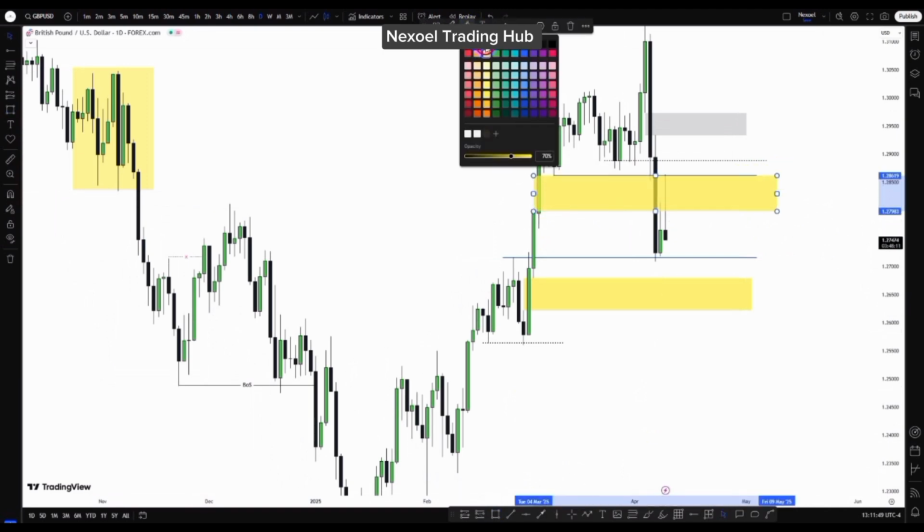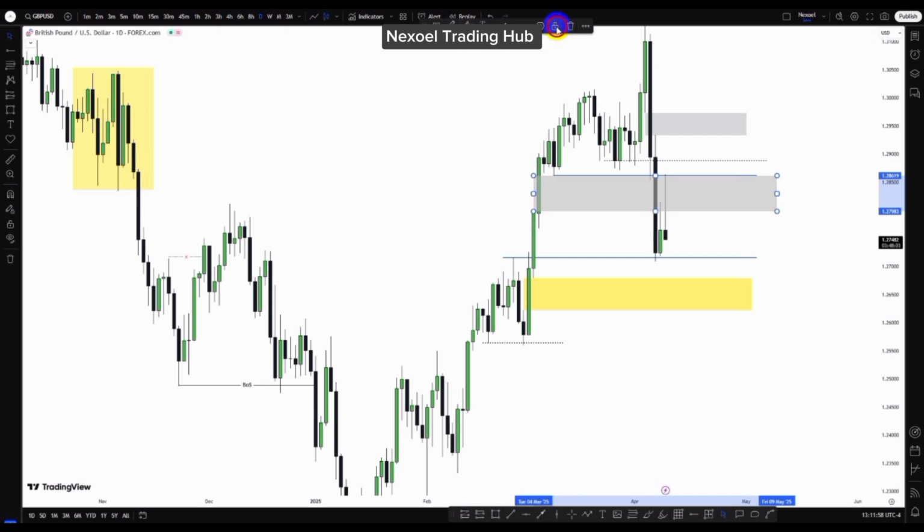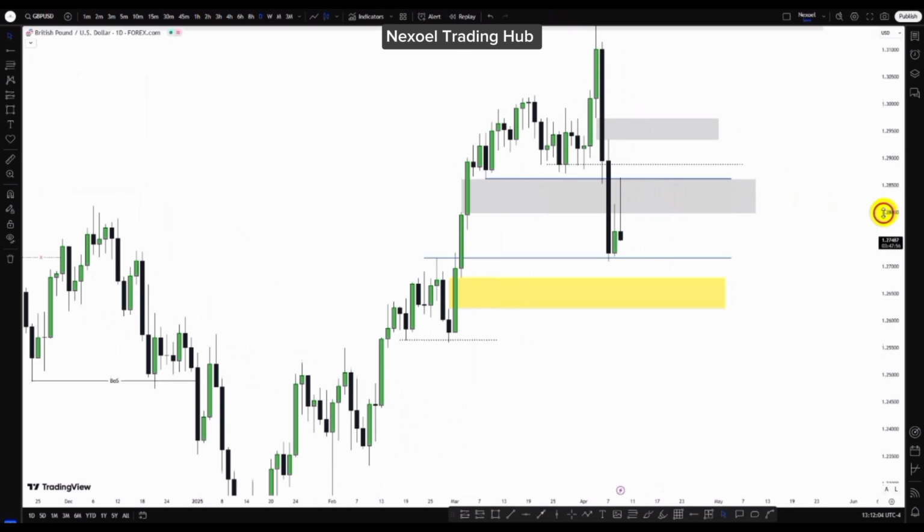And what we can see is that price has now mitigated the daily inversion fair value gap, and we are seeing how price is going to the downside here in GBPUSD. So this is a bullish fair value gap, but then we can see the momentum to the downside, this other bullish fair value gap too here. So we can see the momentum.